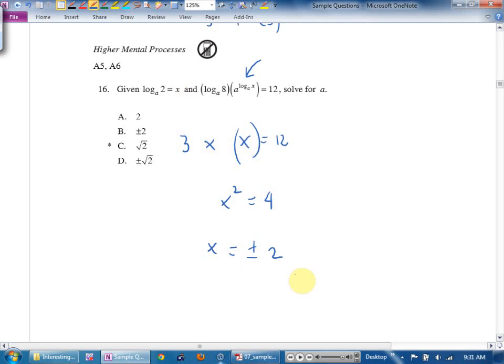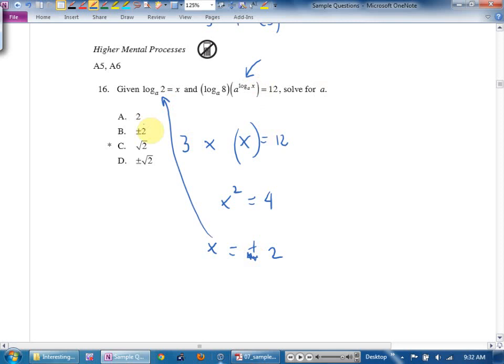Now, they want, oh, wait a minute. Can x be negative? Not when it's inside a logarithm, so sorry. Just plus 2. They want what a is, so I've got to go walking back over to here now, because they didn't say solve for x, they said solve for a, and sneaky of them to have 2 as an answer, because you might have circled that, so proud of yourself. That's not what I wanted you to find.